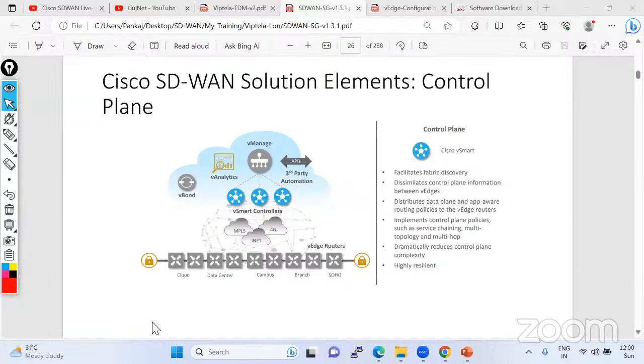How is the routing table built here? Just hold, I'll cover. Okay, I'll cover. Because, sir, I have to show.